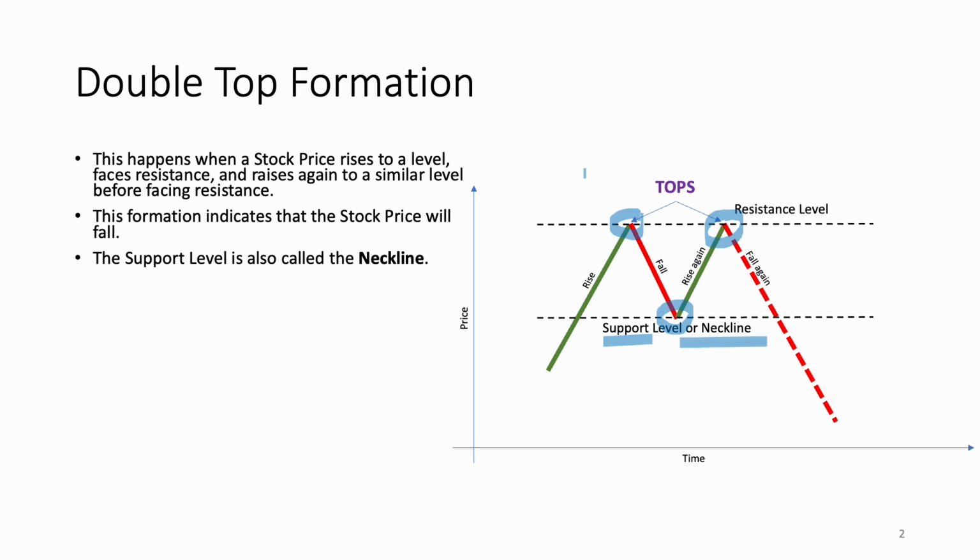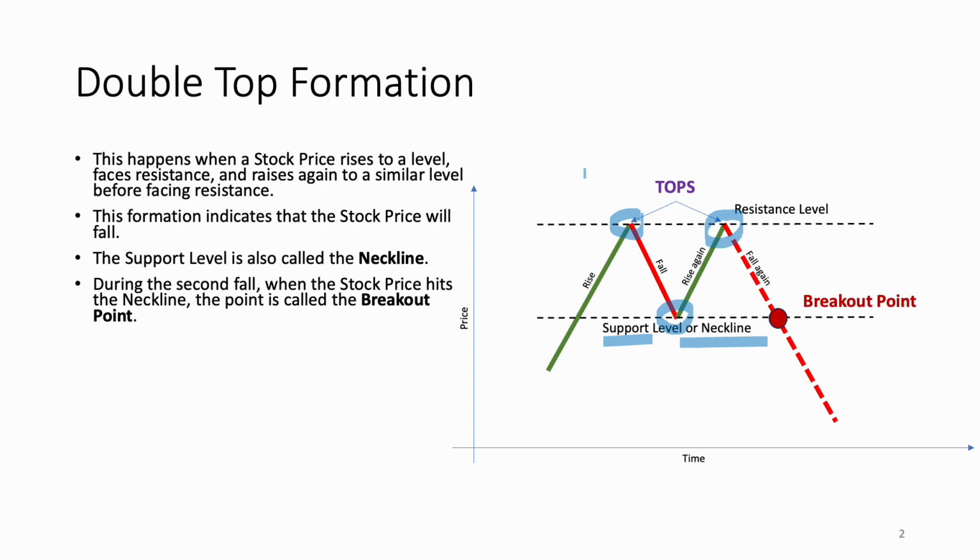So this is known as the neckline. This is a very important point because it will be used in calculations later on also. Now, if the stock falls for a second time from the same resistance level or a similar resistance level, the point where it will cross the neckline is known as the breakout point. So this point is the breakout point, and if the stock falls below it, it is confirmed that the double top formation is taking place.